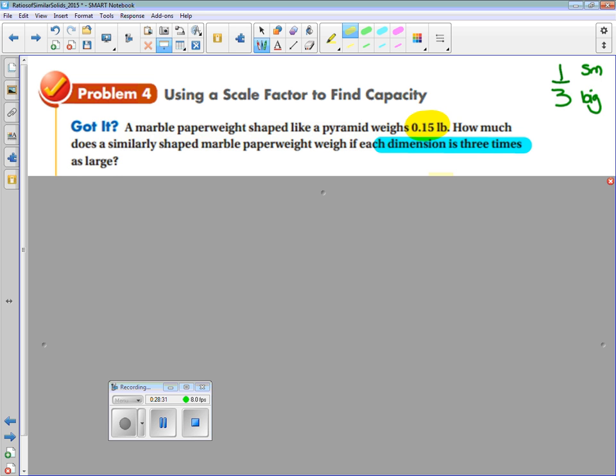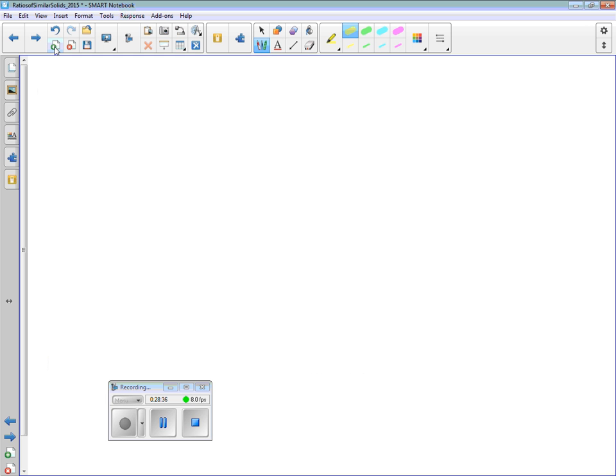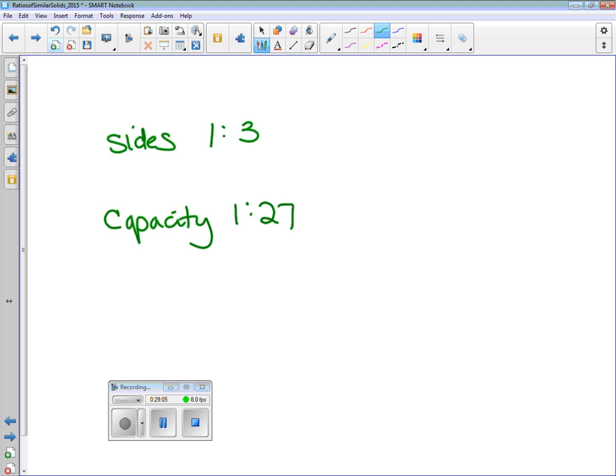Let me just do it this way. The ratio of the sides, dimensions, whatever, is 1 to 3. Don't I need the volume, capacity? Let's use capacity because it's really weight. What ratio would it have? 1 to 27. I'm cubing them, aren't I? Isn't it 1 cubed to 3 cubed? Didn't we just do that?